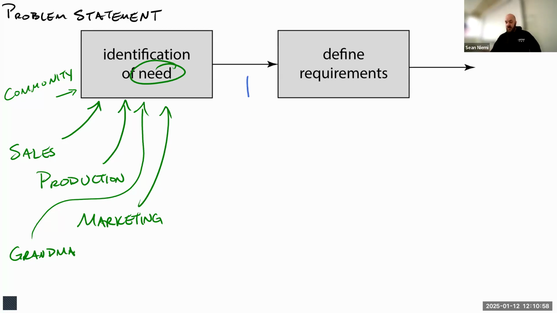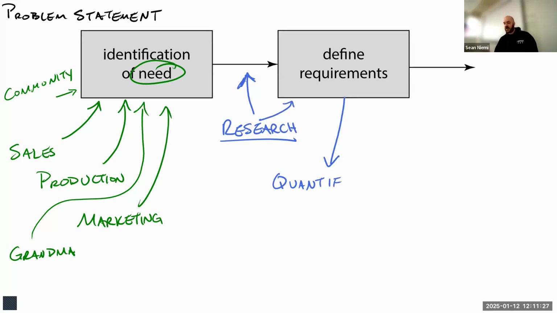In the middle here, this pathway right here in the middle along this process is going to be doing some research. Background research on what the need is, what the actual problem is, understanding it more holistically. And all of this research is going to feed into our requirements. Requirements are best described as quantifiable metrics.